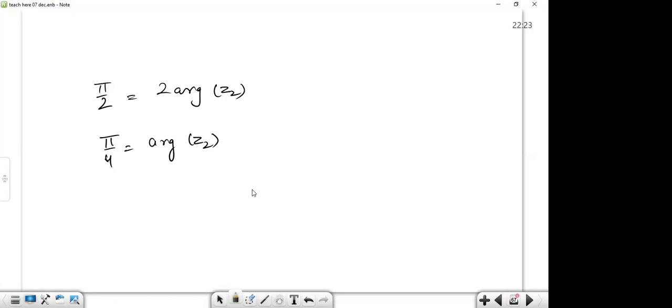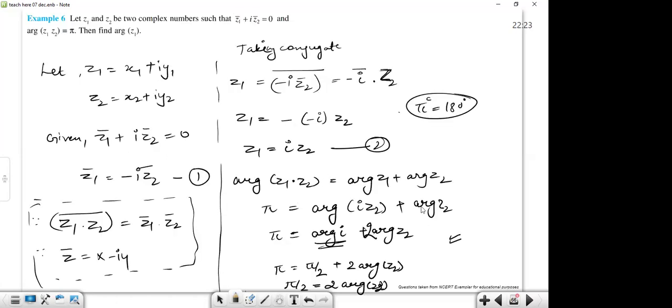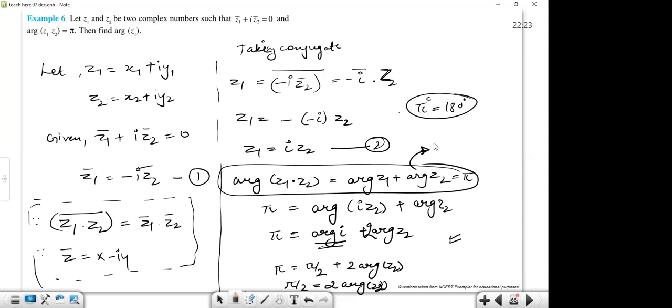So let's use this given equation. Here it is. It was given as pi: argument of z1 into z2 can be written in this form, and it was given as pi. This argument of z2 is pi by 4. So argument of z1 can be written as pi minus pi by 4, which is simply 3 pi by 4. Any doubts, anyone? No, sir. So its answer will be 3 pi by 4.